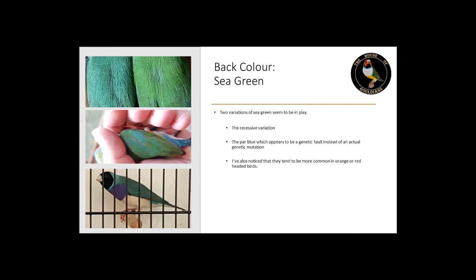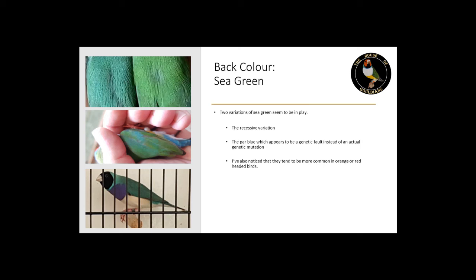In other words, you can't take that bird and reproduce it. If you breed it back to a normal and then take those normal looking offspring and breed it back to the parent, you're still not going to produce any birds that look sea green. The other version of it is believed to be recessive. So that version is the true sea green, if you like, and we believe it to be in the country, and basically it would behave the same as the blue.